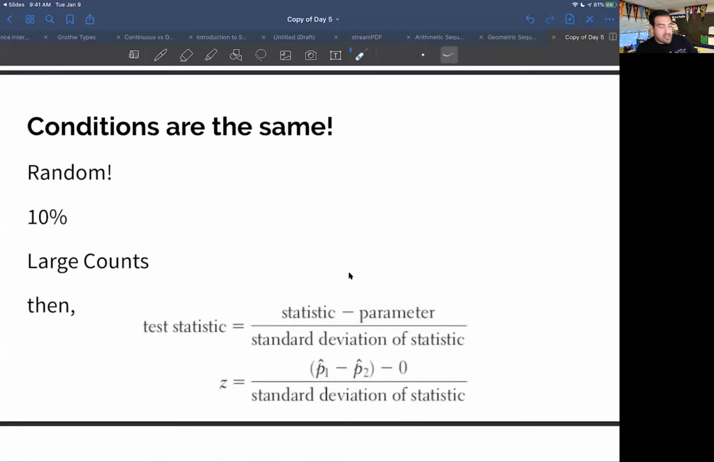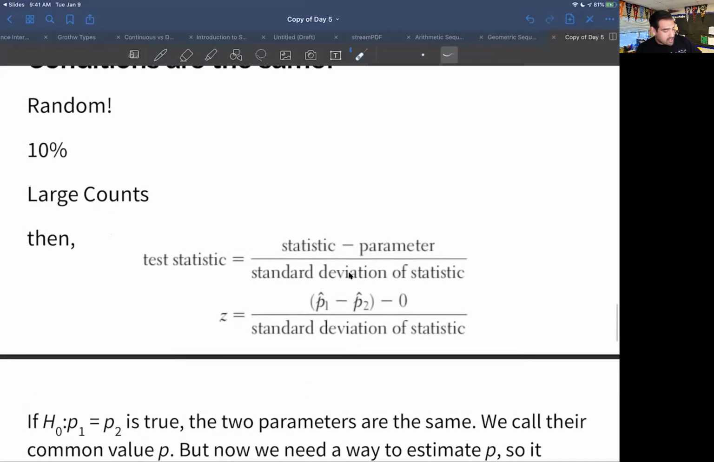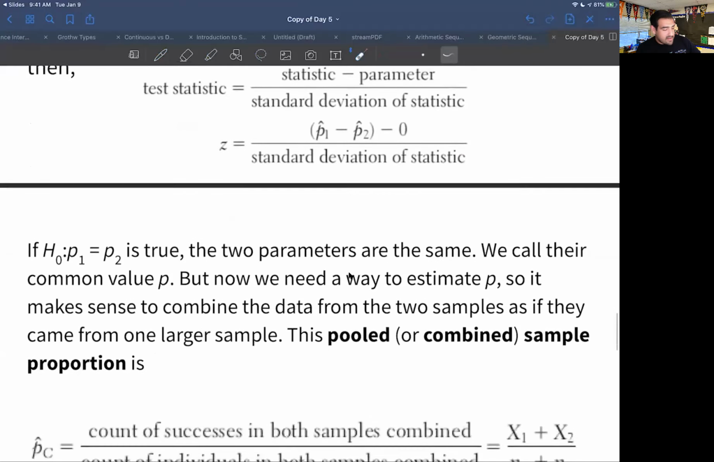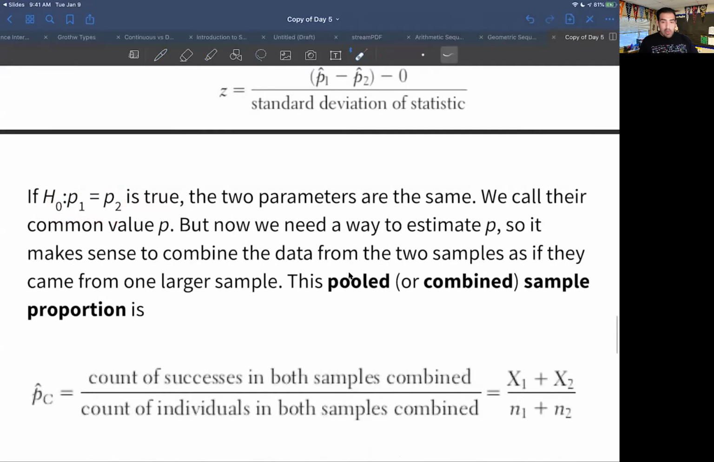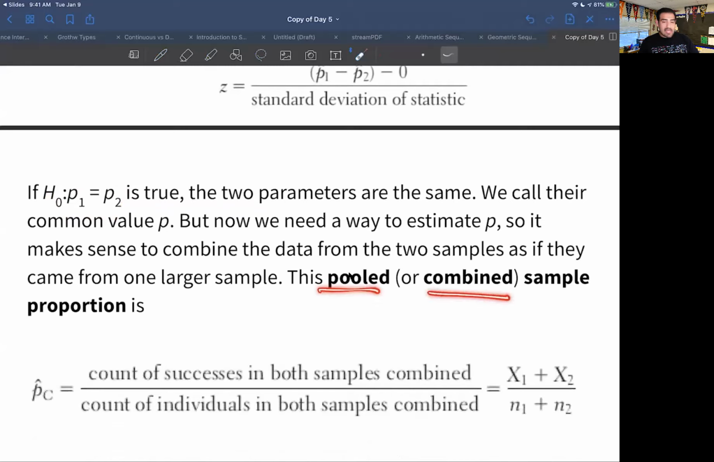Divided by the standard deviation of the statistic. However, we run into an issue when we need to calculate the standard deviation of the statistic. So we have a new concept that we're going to start working with. If the proportions are equal, if that null hypothesis is true, the 2 parameters are the same. So we call their common value P, the proportion P, but we need to figure out a way to estimate that. So what we're going to do is imagine the 2 samples that we collected come from the same population and therefore make the same sample. And so we pool, or we combine, the samples.